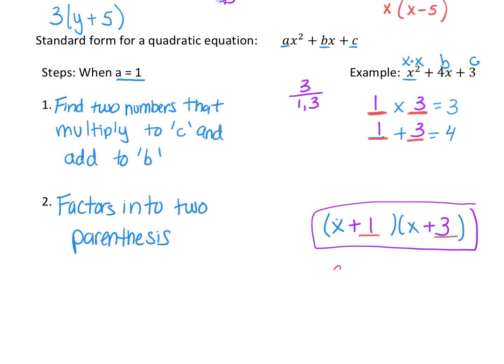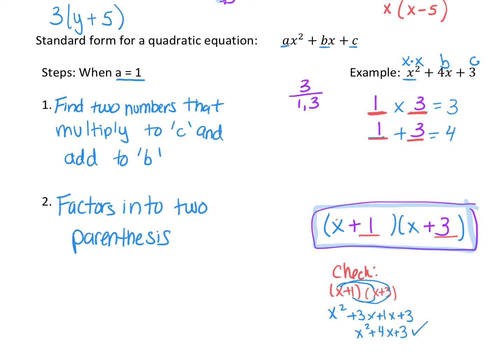So let's say I were to check. We can check that it's right by re-multiplying it back together. So I would do x times x is x squared. X times 3 is 3x. 1 times x is 1x. And 1 times 3 is 3. The two middle terms, the 3x and the 1x, would add to 4x. And then I'm back to where I started. So I know that x plus 1 and x plus 3 is my final answer.